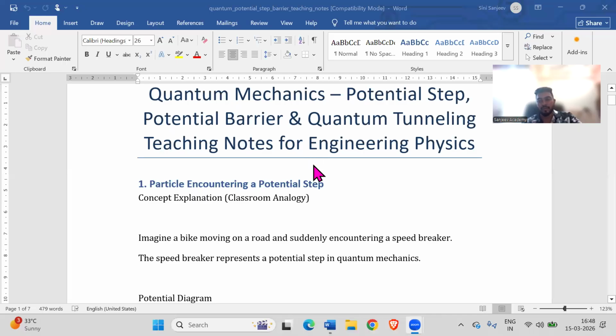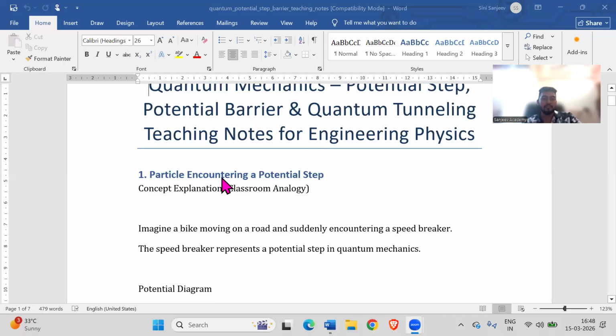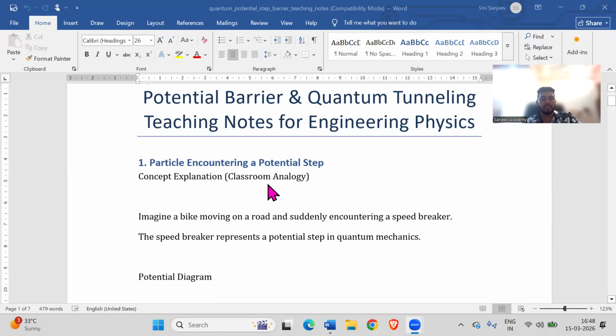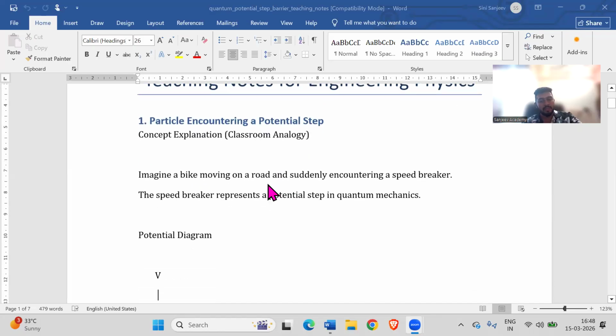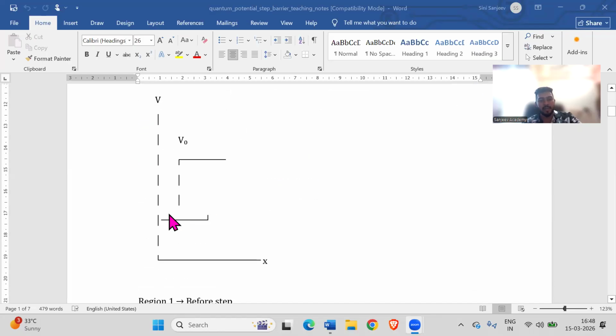So these are the terms that come across for a particle encountering a potential step. Correct. So you can see the diagram. This diagram is not that proper, but I will just try to draw it here properly. So you'll come to know.